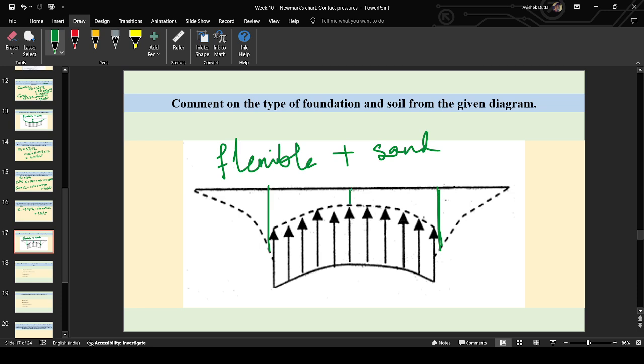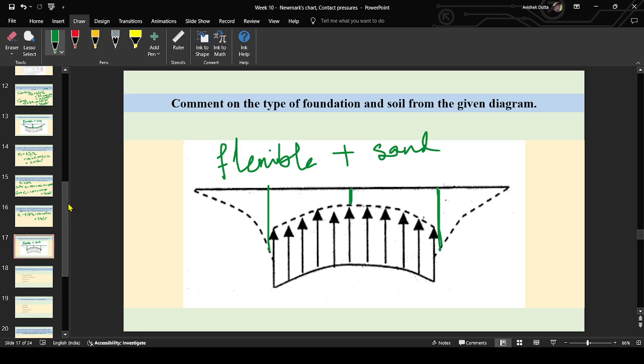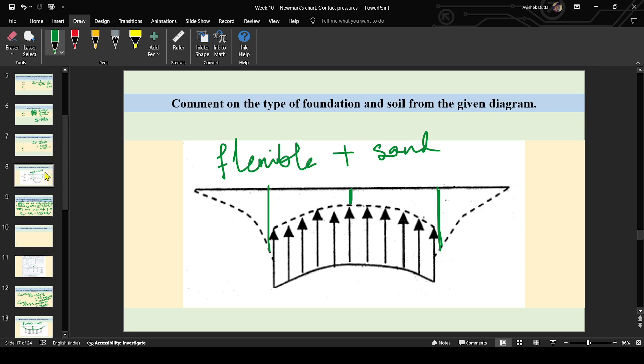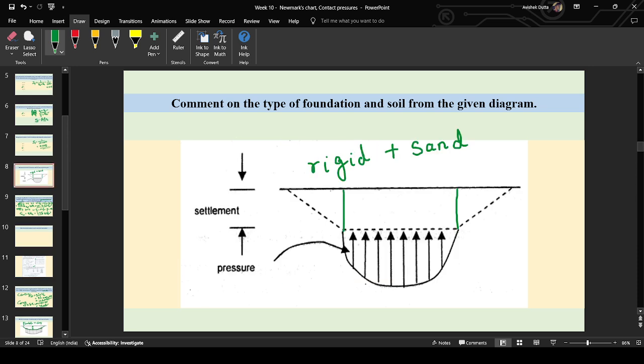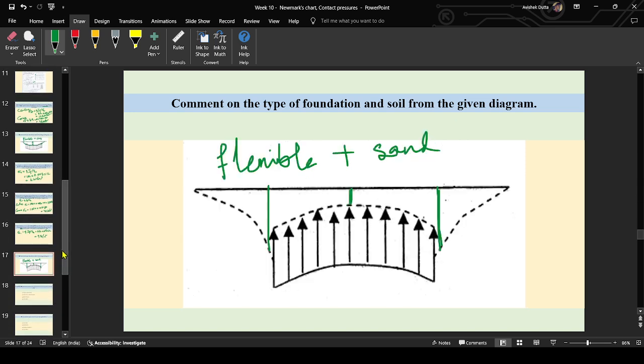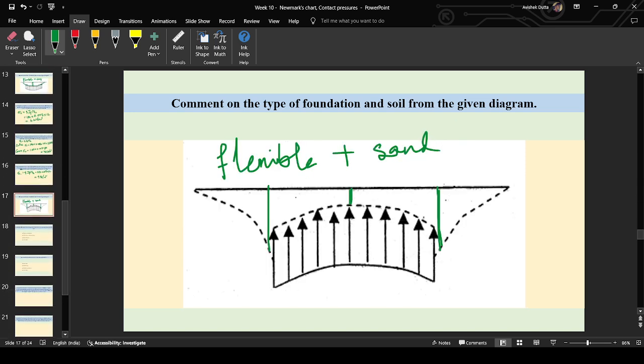So less magnitude of settlement at the center means more resistance from the soil at the center. That means the contact pressure distribution, if it was rigid, would have looked like this. More pressure at the center. So it is sand. Flexible footing on sandy soil.